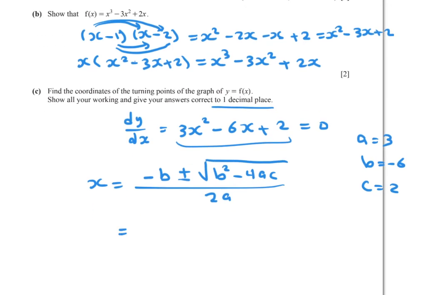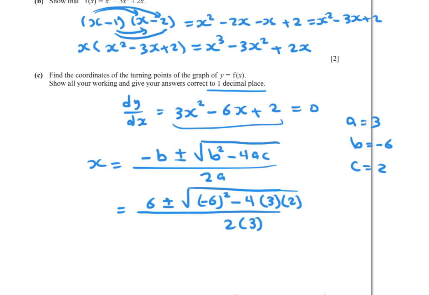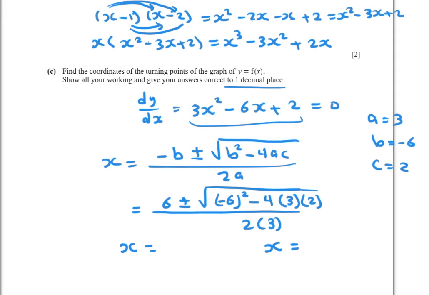Now you can substitute. You can find the answer with a calculator, but I need to write the working. So negative b means negative 6, so 6 plus or minus the square root of (negative 6) squared minus 4 times a times c, over 2a. Now use your calculator to find the answer directly. So x equals two values to one decimal place, 0.4 and 1.6.